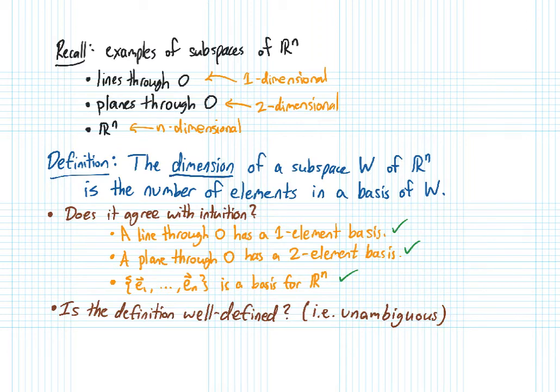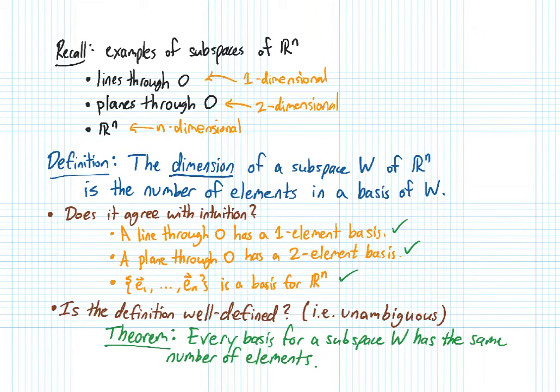Is it possible that there are 2 different bases for one subspace where the number of elements is different? If so, then that would be a problem, because one basis would tell you that the dimension is one number, and then another basis would tell you that the dimension is another number, and that would make it ambiguous. Well, luckily there's a theorem that says that every basis for a particular subspace W has the same number of elements. So the dimension is unambiguously defined.